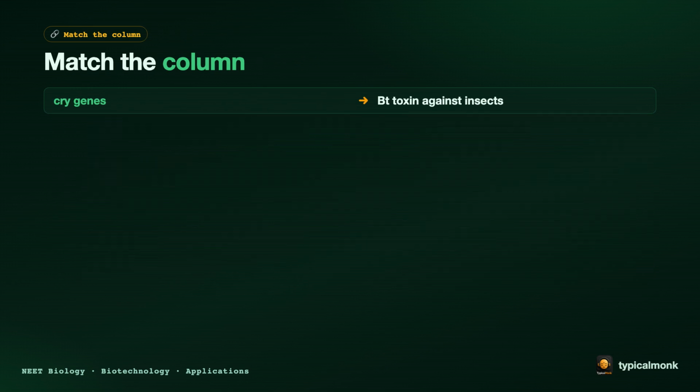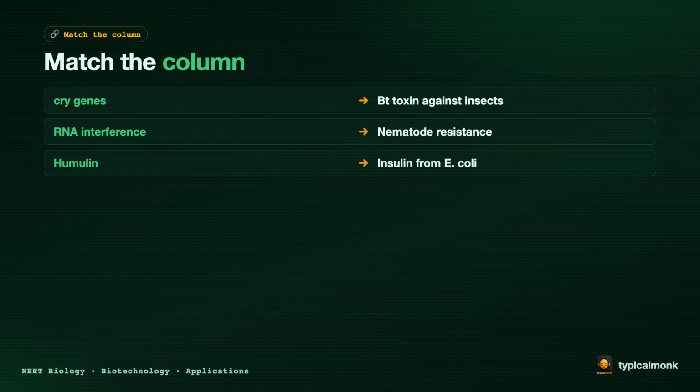Now, the second drill, match the column. Make the correct pairing. Cry genes, the Bt toxin against insects. RNA interference, nematode resistance. Humulin, insulin from E. coli. And ELISA, antigen and antibody detection.